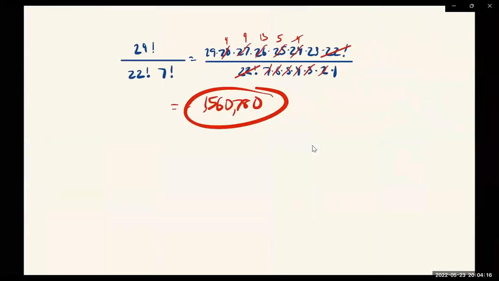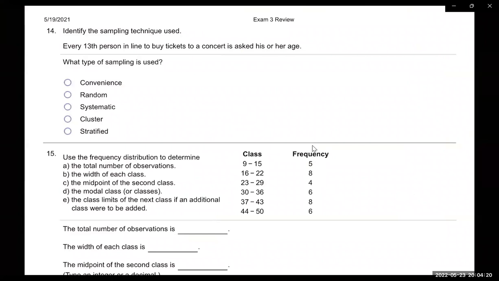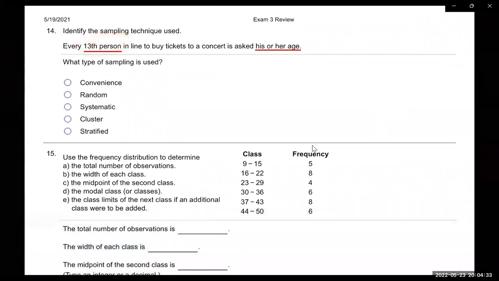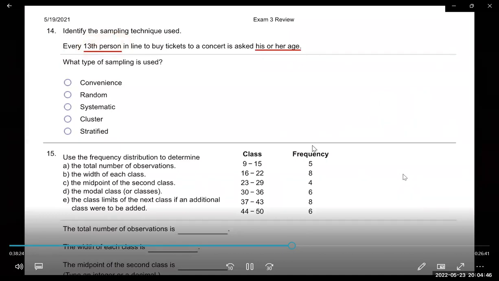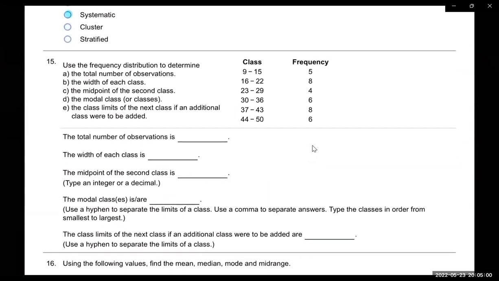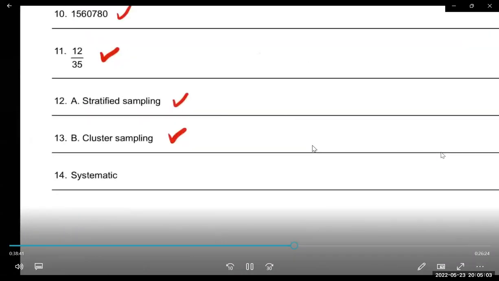All right, the next one. Identify the sampling technique. Every 13th person in line to buy tickets is asked his or her age. So anybody remember what that one's called when you take every nth person? Maybe systematic. Yeah, you got it. That's right. It's called systematic when you take every third person or every fifth person or every 13th. That's systematic.